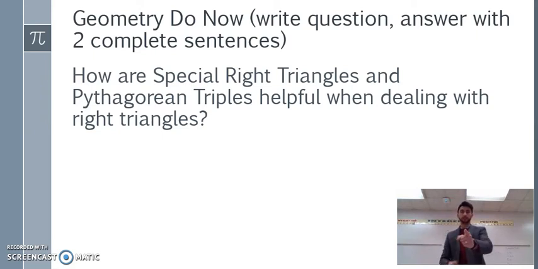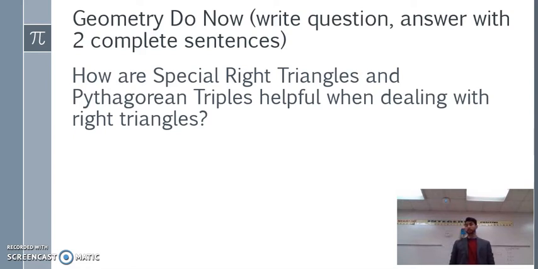So to start, as you can see on the screen here, it says the do now question. Right question, answer with two complete sentences. You can put this on your do now sheet for Wednesday, Thursday. How are special right triangles and Pythagorean triples helpful when dealing with right triangles?